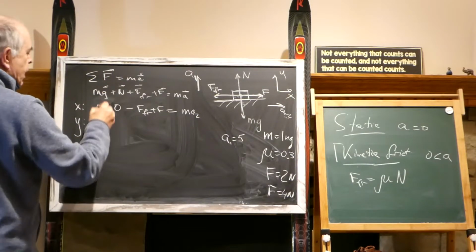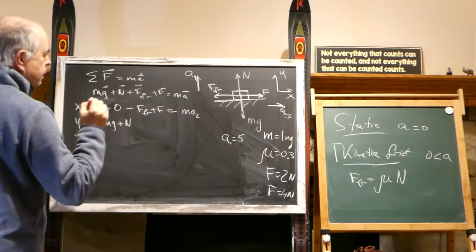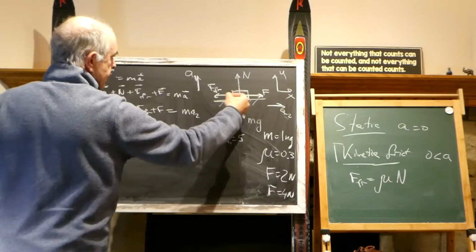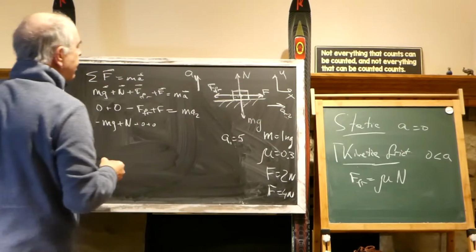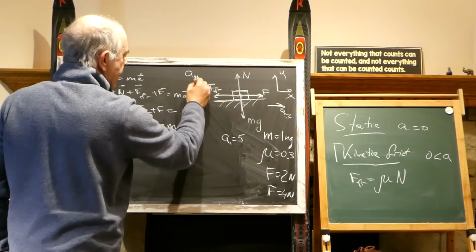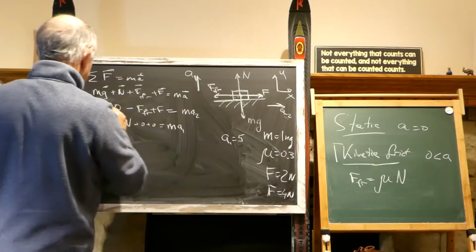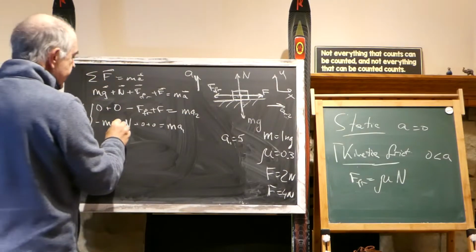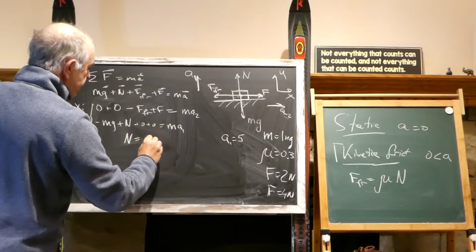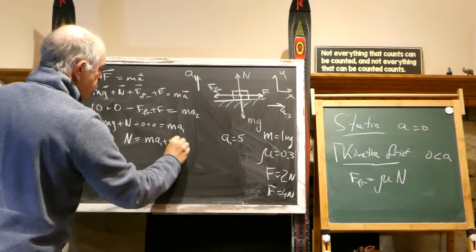On y, mg minus, N is up, so it's plus. Those two are zeros, because they have no projection on y. And m, the projection of A is A1, vertical projection, and it goes up, ma1. Fantastic. And immediately we can find N from this second one. N equals ma1 plus mg.